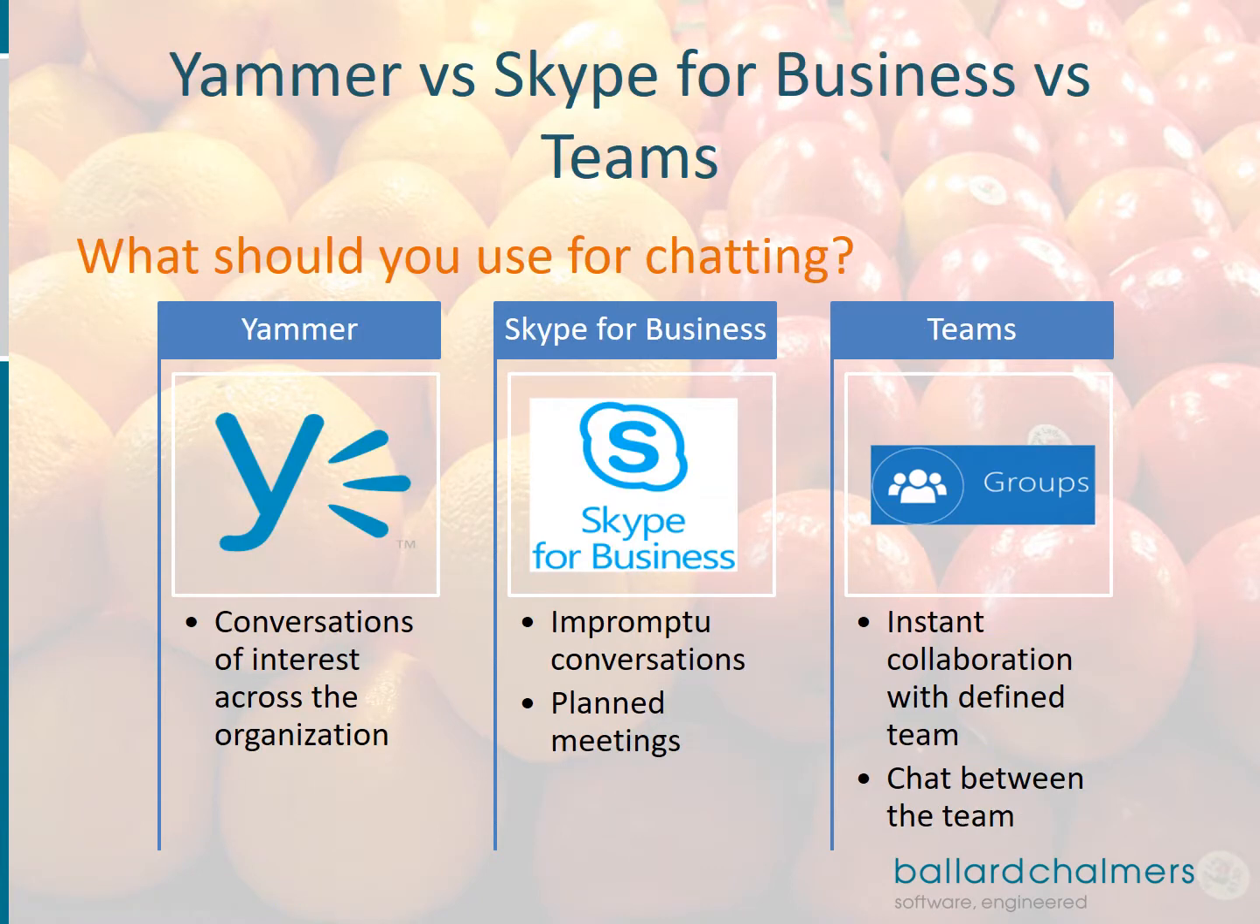It is even more misunderstood when it comes to which social or chat tool should be used. Generally, Yammer is for wider organisational discussions with communities of interest, rather than Teams, which is for a community of purpose or team to bring together and be more collaborative. Skype is then used more for impromptu one-to-one meetings or small group chat and planned meetings.